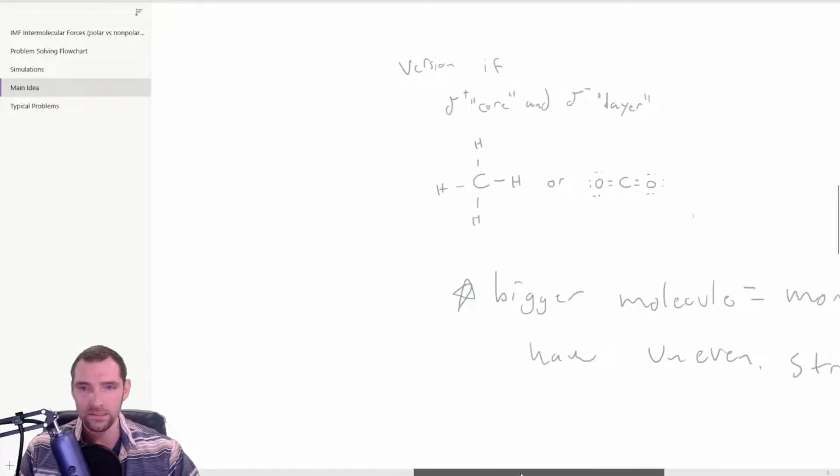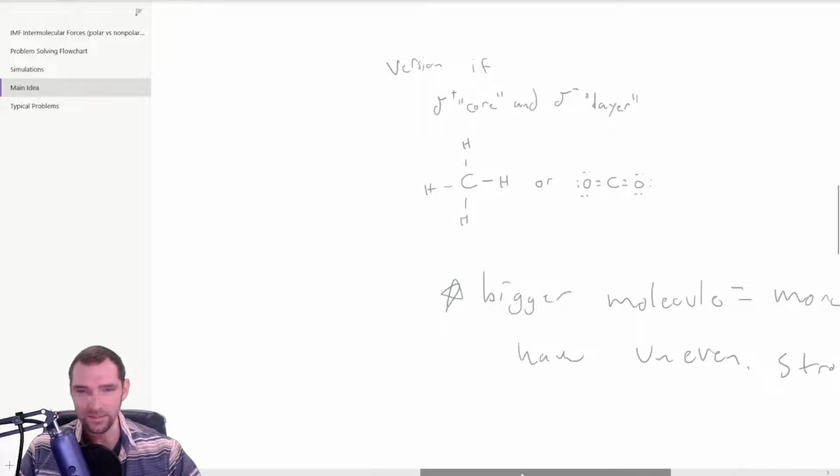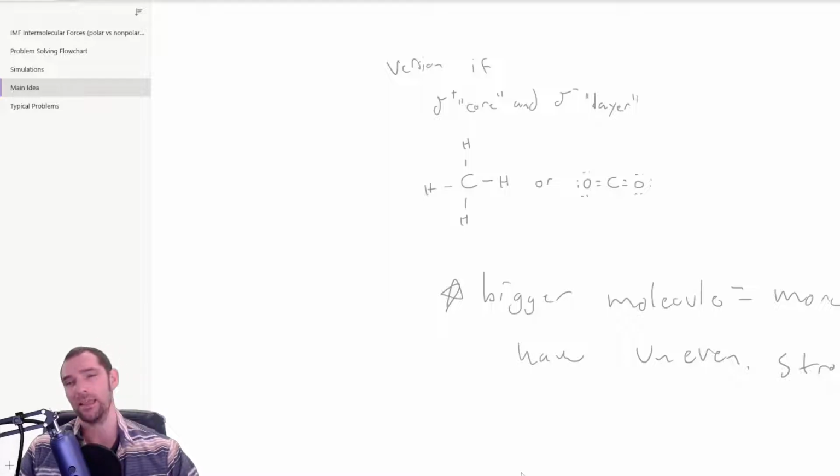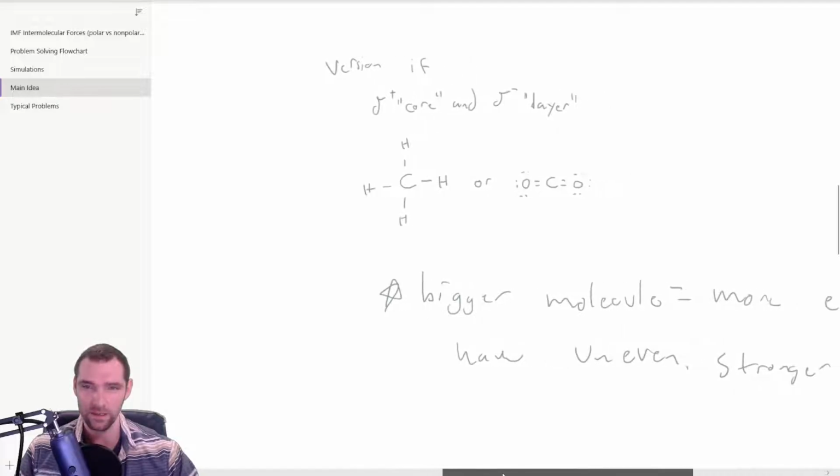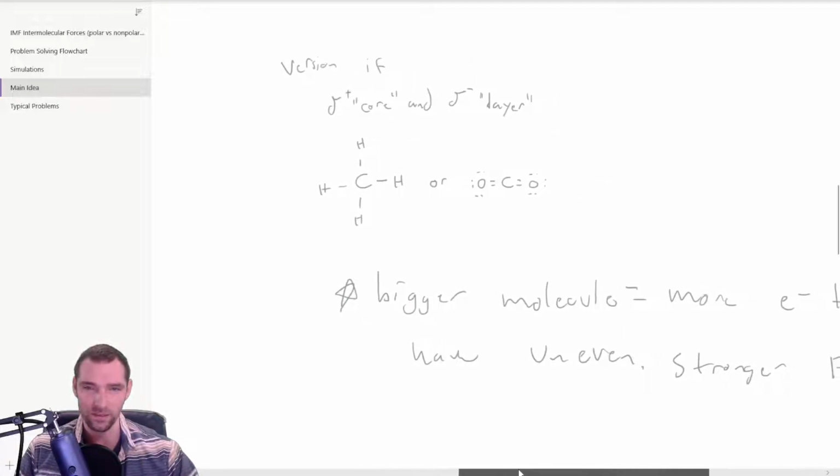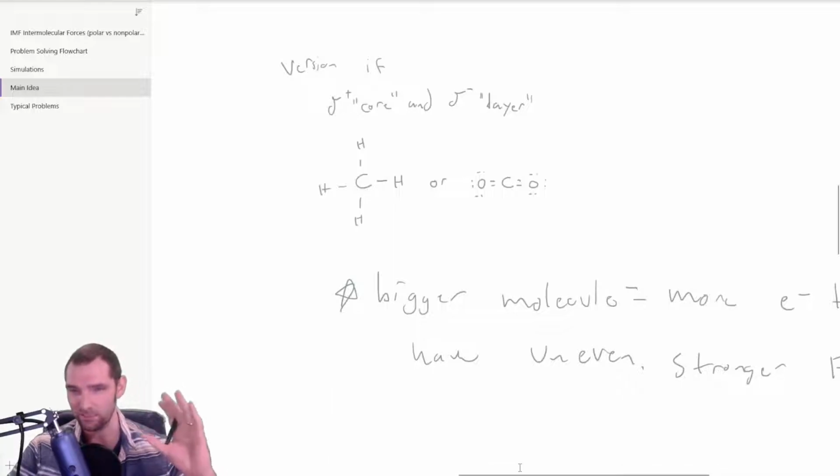You can consider this to have a positive inside and negative outside charge. In that case, that's going to cause some nonpolar interactions, even though the polar bonds are in the chemical, they cancel out, and so you're going to have these nonpolar interactions with other things.